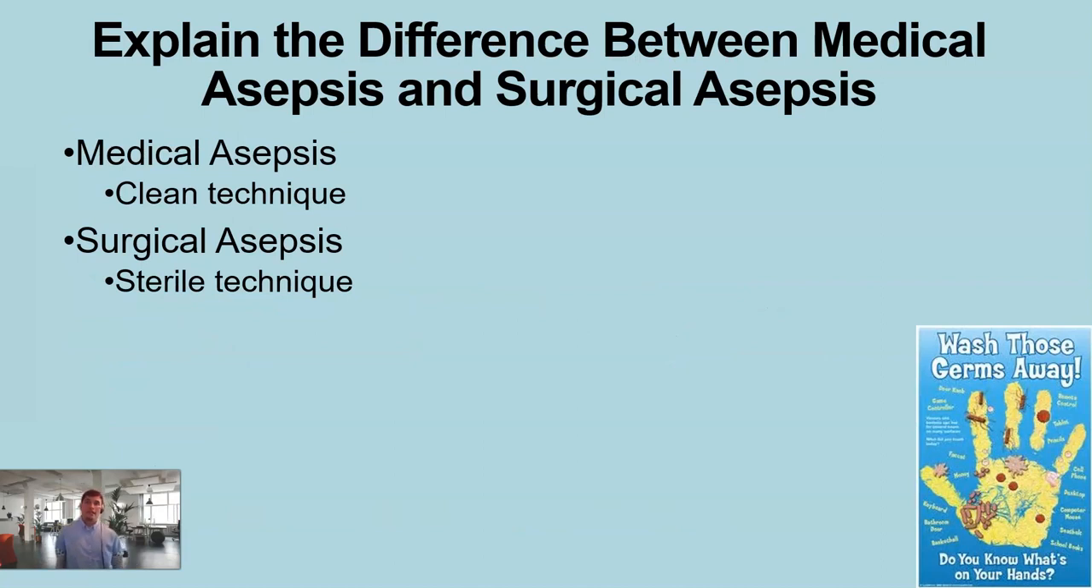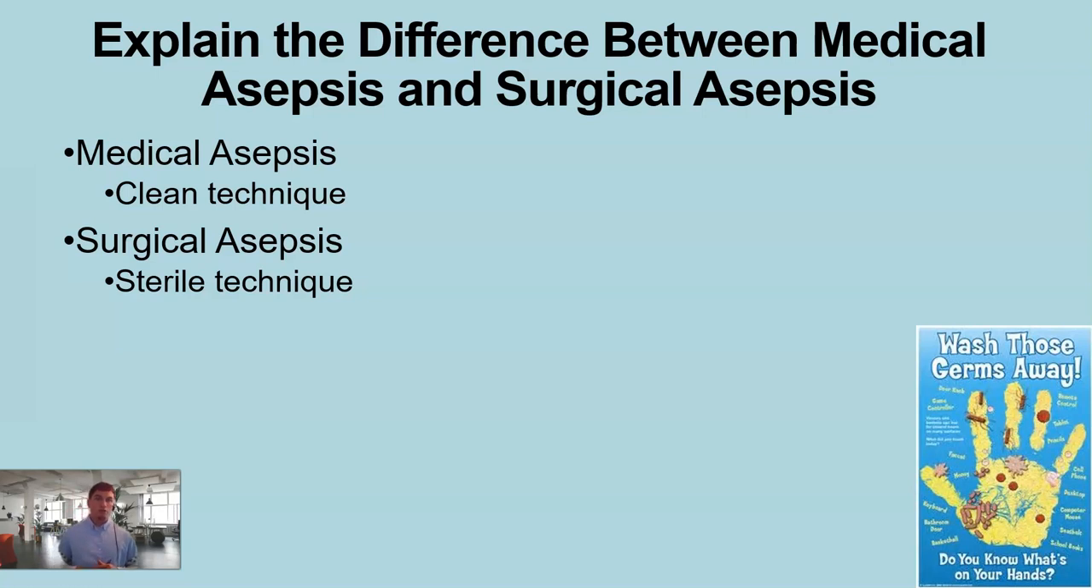And for our last slide together on today's content, let's talk about the difference between medical asepsis and surgical asepsis. Medical asepsis is often referred to as clean technique when juxtaposed to surgical asepsis, which is sterile technique. So clean technique, or medical asepsis, includes hand washing, wearing gloves, gowning, and disinfecting.